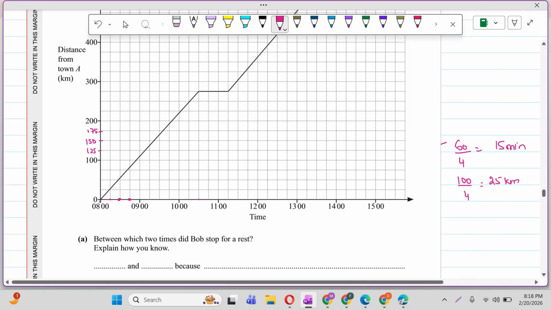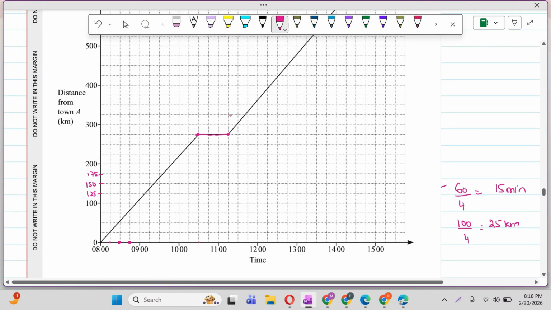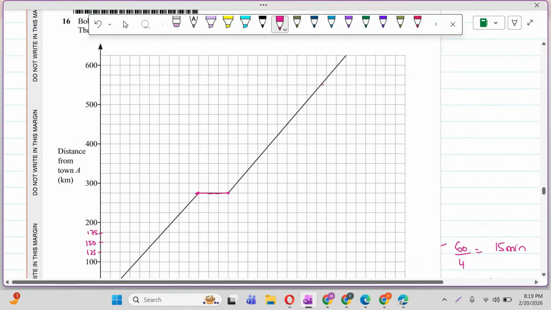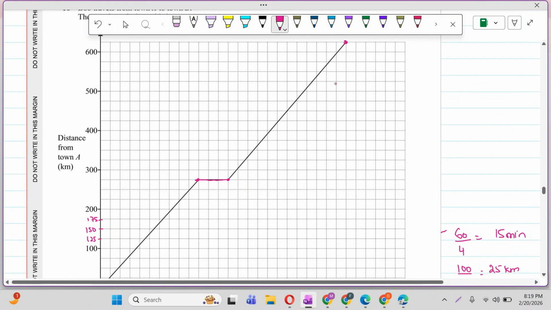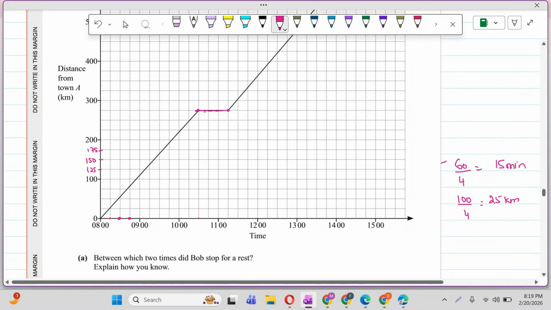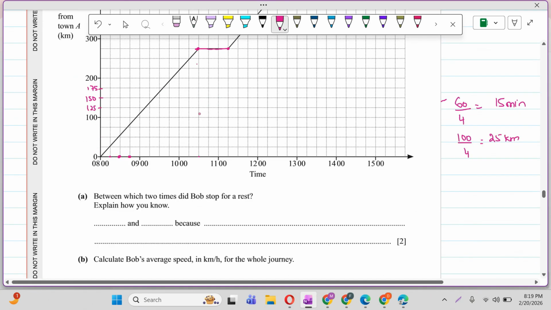Okay, from the graph you can see that he has moved up to this point, and after that he remained constant, or did not move. The horizontal line is constant. Then he starts again and moves on up to town B. So this is the horizontal line at which he remains at rest. He doesn't cover any distance. This point, and this point.